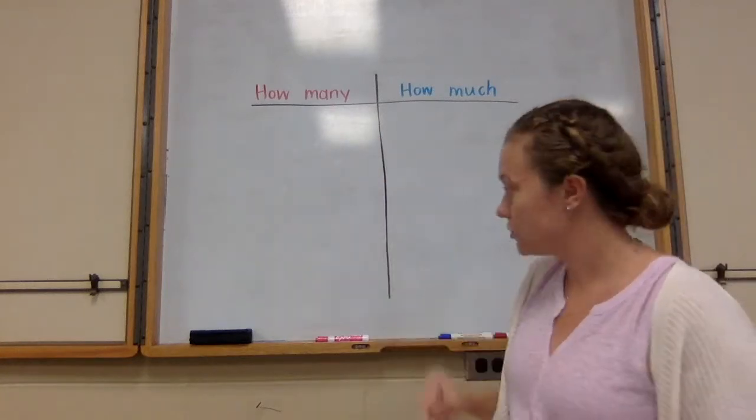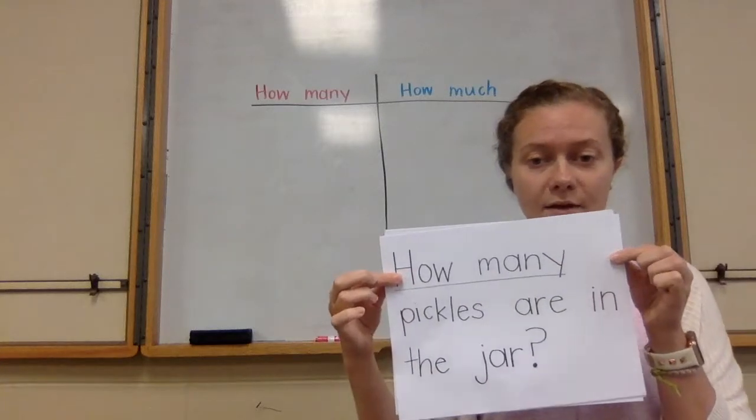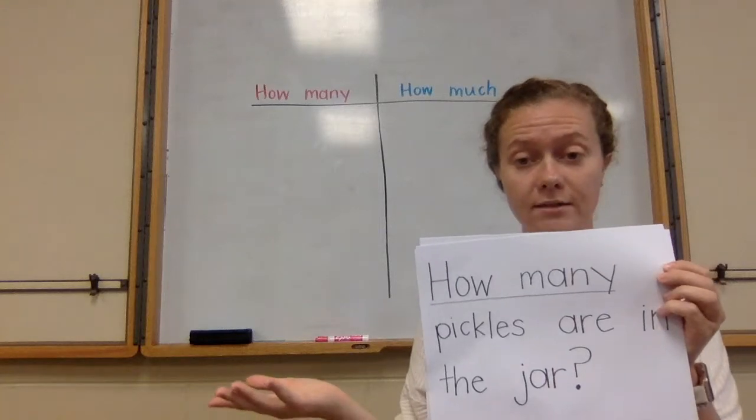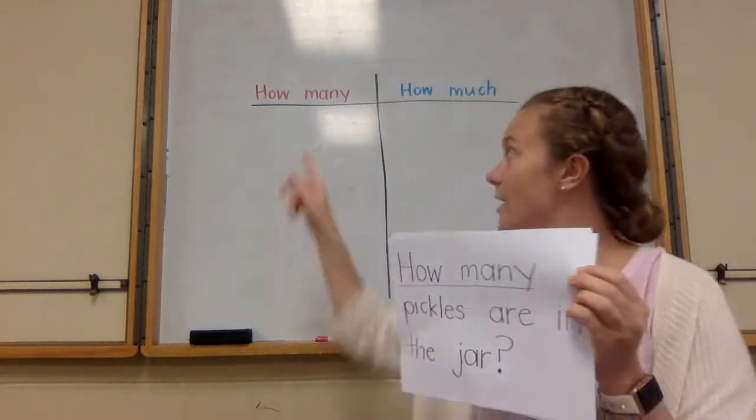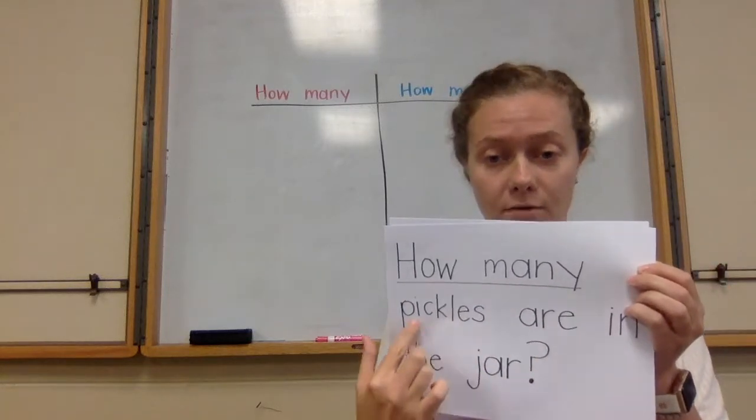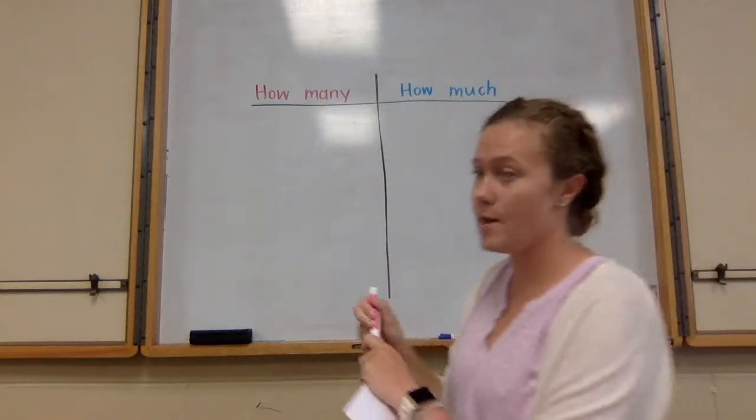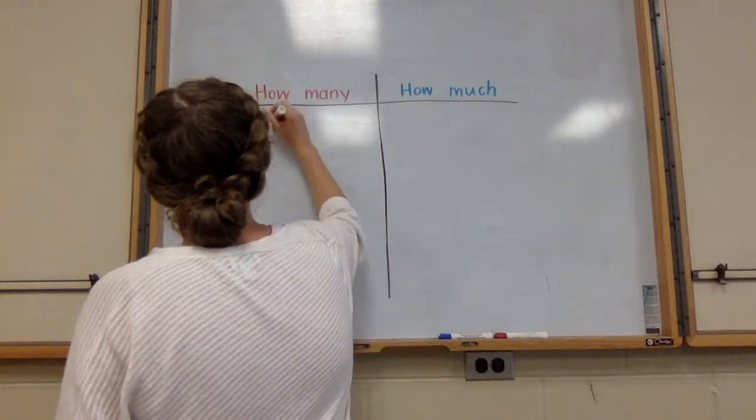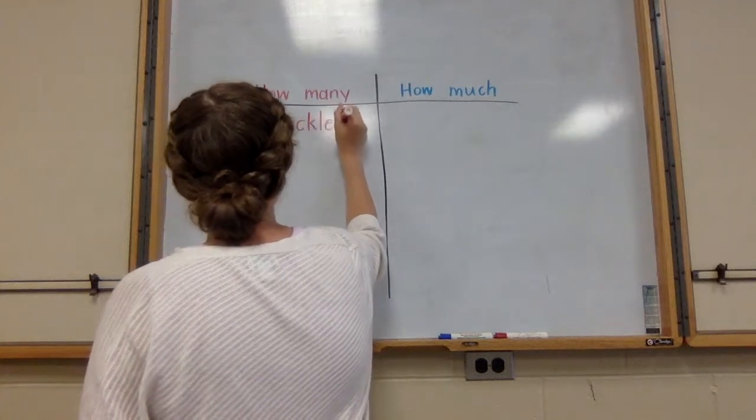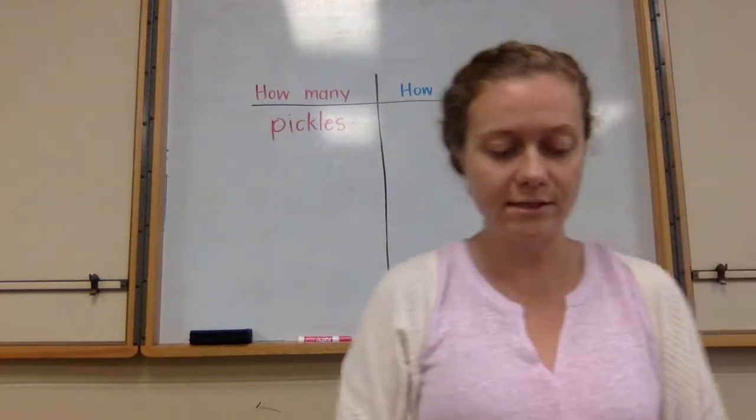We'll look at this first one together. The sentence says, how many pickles are in the jar? So what is the phrase? It's underlined here, how many. And the noun is pickles. Since the phrase was how many, we're going to write pickles under how many.